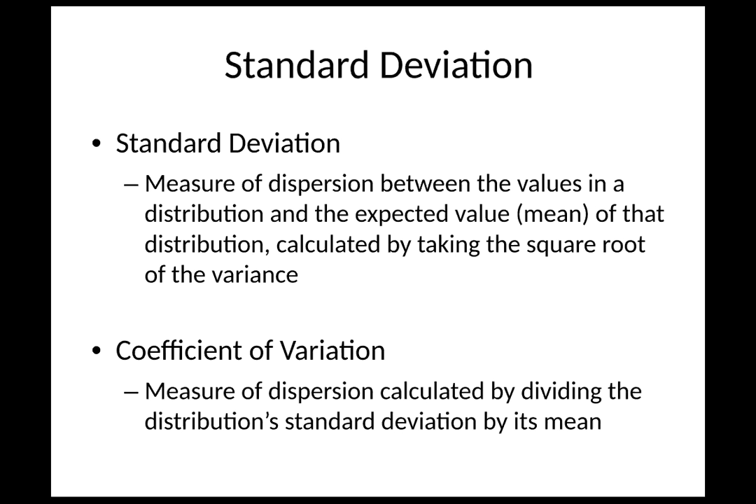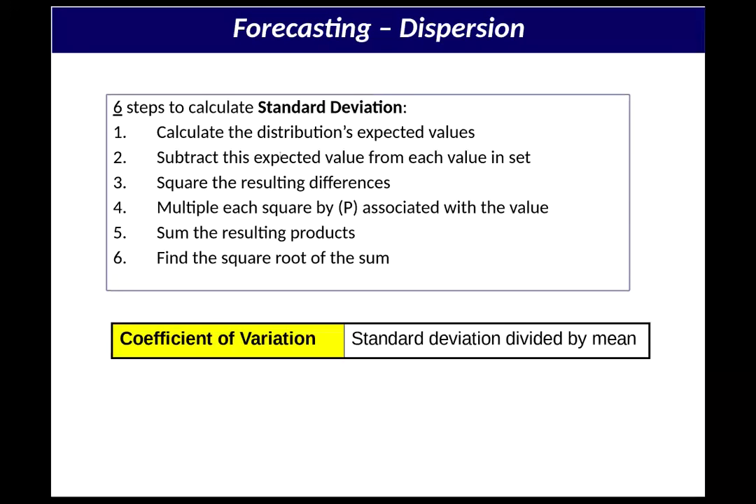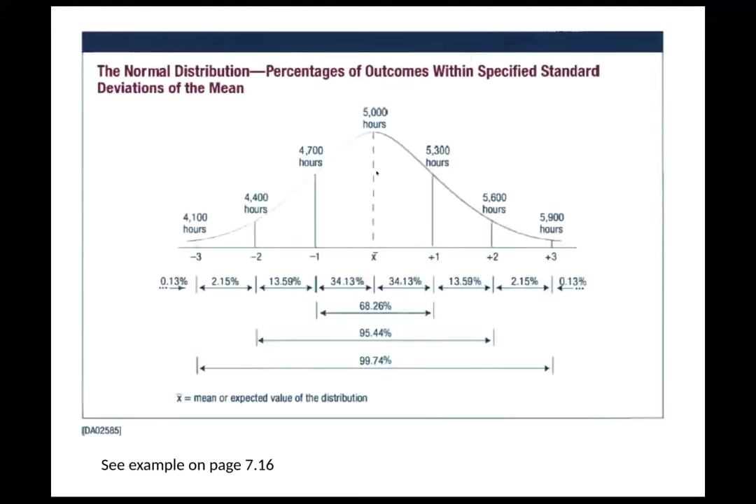And the coefficient of variation is the measure of dispersion calculated by dividing the distribution standard deviation by its mean. Right, so that's how you actually get those calculations. I'm going to skip this because you're not going to actually have to do this anymore, which is the good news. So why is this important, right?